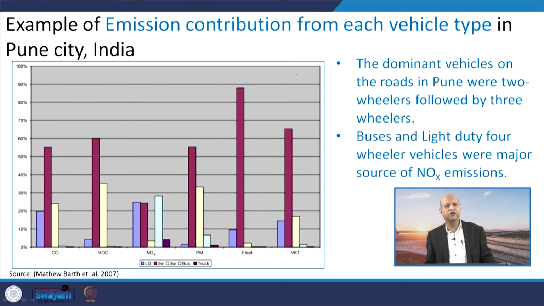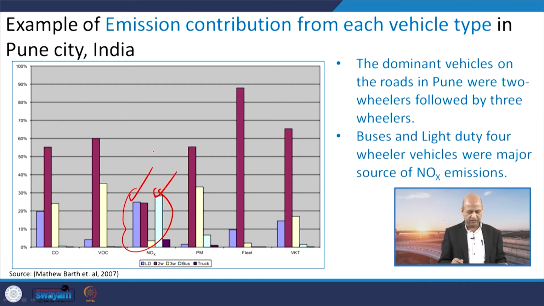If we see this example of IVE model application in Pune city, they estimated CO, VOCs, etc., from two-wheelers, buses and trucks. You can see that buses and light duty four-wheelers were the major source of NOx emissions, here and here. Otherwise, two-wheelers are dominating in other pollutants, whether it is VOCs or CO, and the fleet, the number of vehicles, is also maximum in the case of two-wheelers.